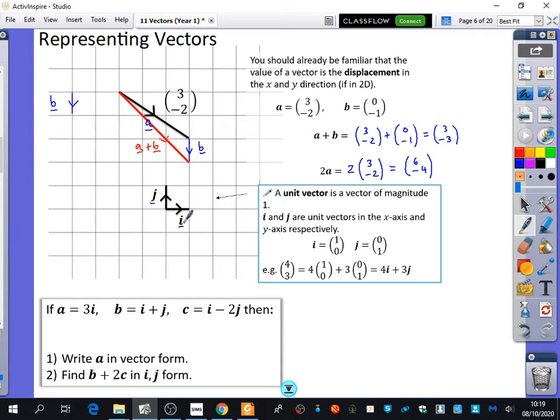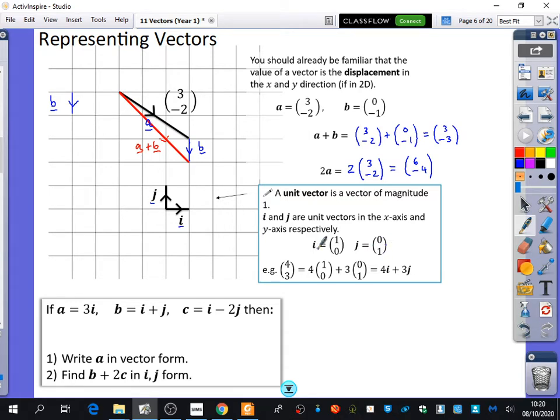The i unit vector is just one movement to the right and no movement up or down. It's just what we use to describe that component piece of moving one position to the right. We use the letter i for that. And the letter j is 0 in the left and right direction, and it's 1 in the up direction.